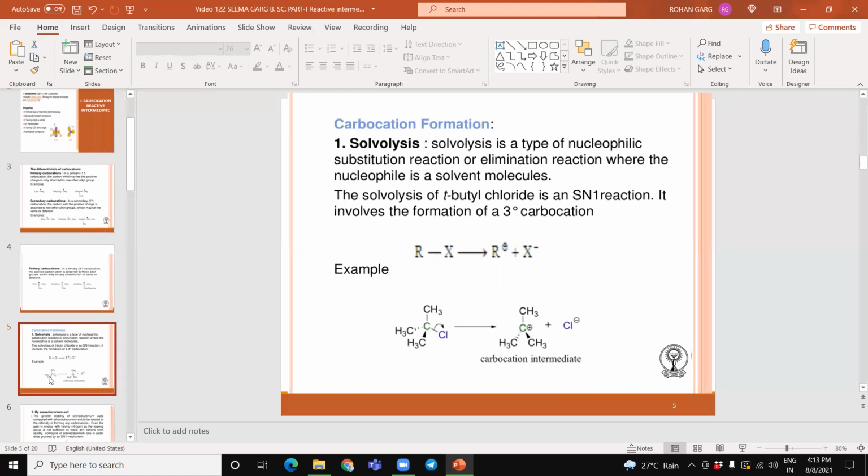Carbocation formation. How does it form? It is obtained from solvolysis. Solvolysis is a type of nucleophilic substitution reaction or elimination reaction where the nucleophile is a solvent molecule. The solvolysis of tertiary butyl chloride is an SN1 reaction. It involves the formation of a tertiary carbocation. See here, this is the example of alkyl halide, how it forms carbocation intermediate.